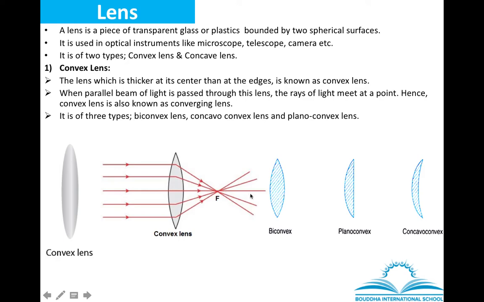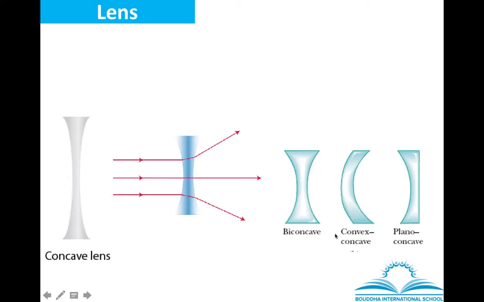And it is of three types: biconvex lens, because both its surfaces are bulging out; concavo convex lens, because one side is bulging out and the other surface is depressed in. So such a lens is called concavo convex lens. And the third lens is plano convex lens, because one surface is plane and the other surface is bulging out. Such a lens is called plano convex lens.